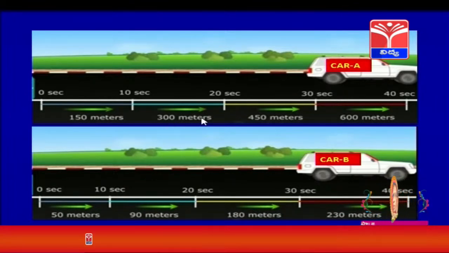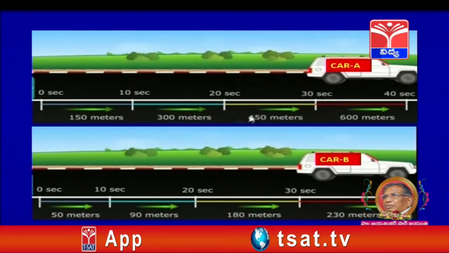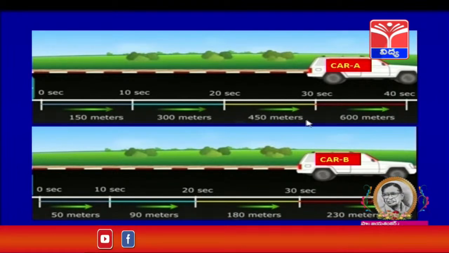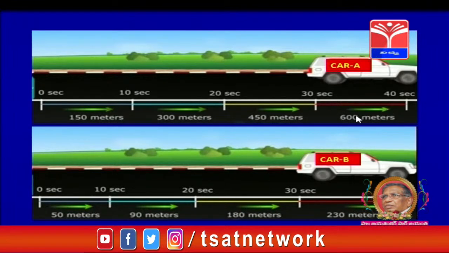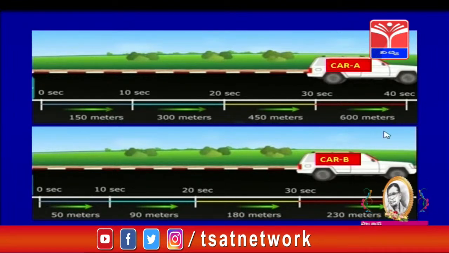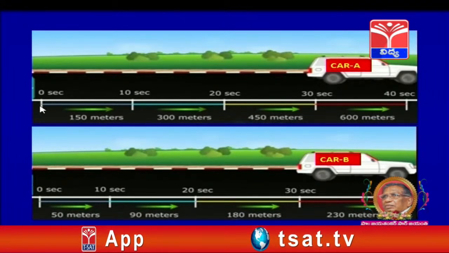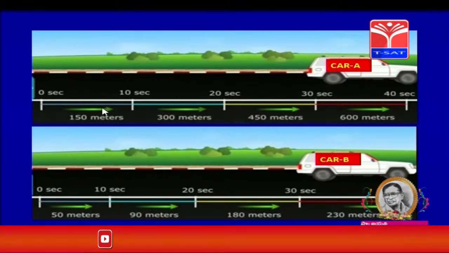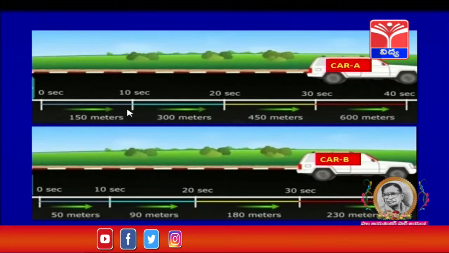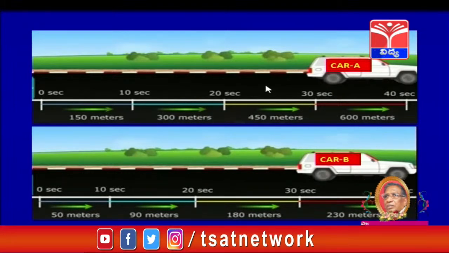So, in total it has covered 300 meters. Next, in the next 10 seconds, it is covering another 150 meters, thereby a total of 450 meters. And even in the last 10 seconds, it is covering another 150 meters, thereby a total of 600 meters distance covered by car A. Car A is covering equal distance in equal intervals of time. So, it is a beautiful example of uniform motion.